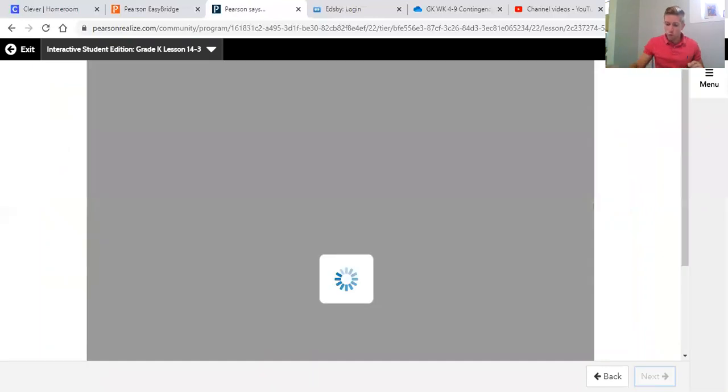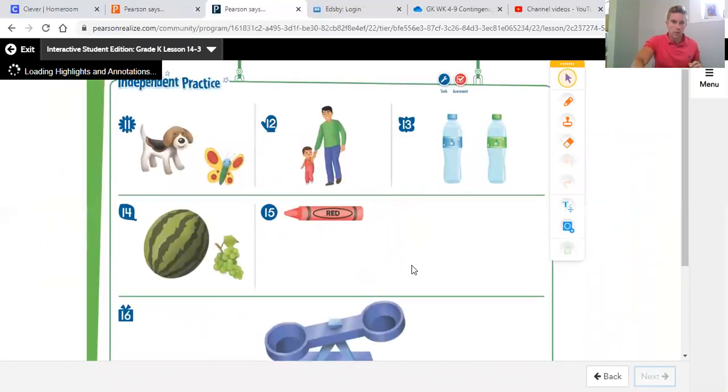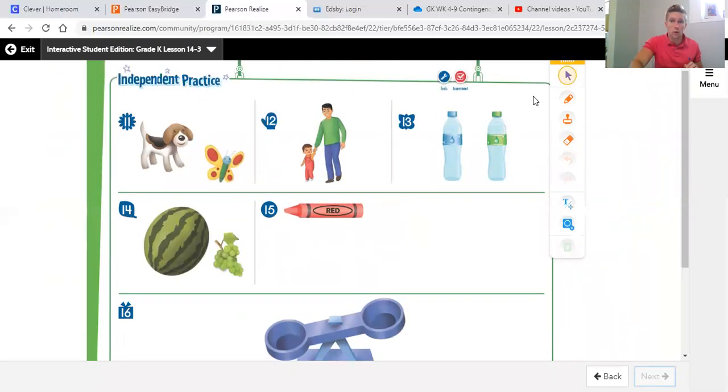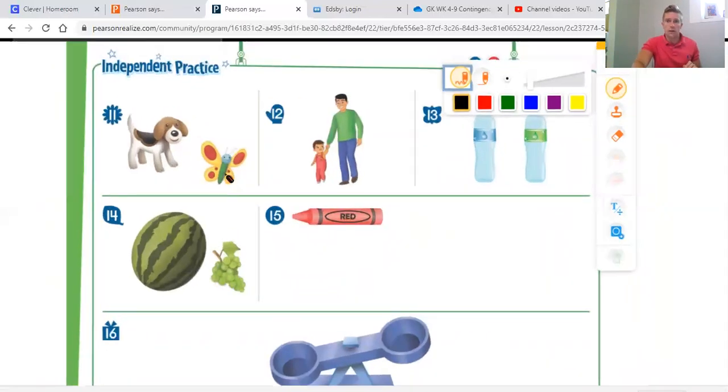We only have a few more here. And this page is going to be a lot of fun. You're going to get to draw some stuff. So let's do number 11. Circle the one that's heavier. Number 11 here, out of the dog or the butterfly. Let's do it together. We can do it pretty quick. Circle the one that's heavier. X out the one that's lighter.